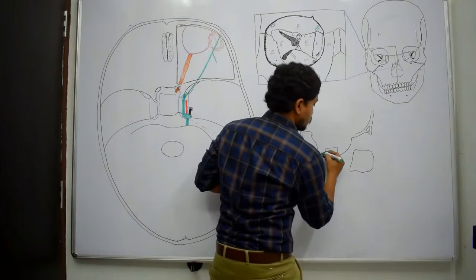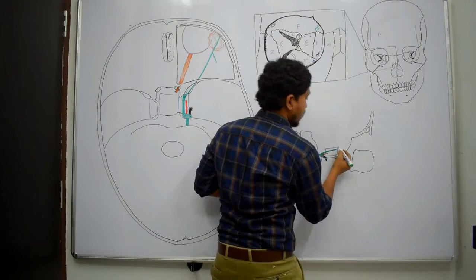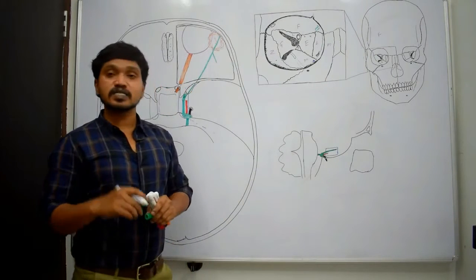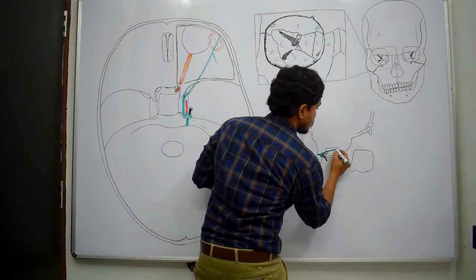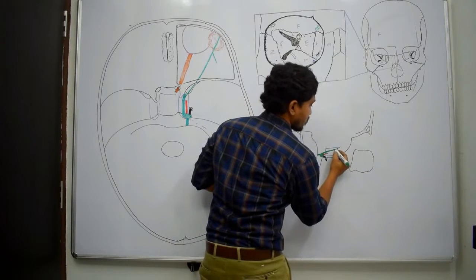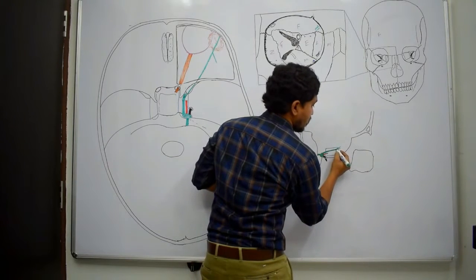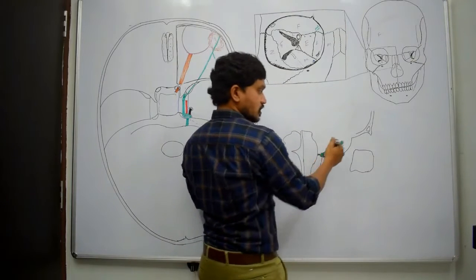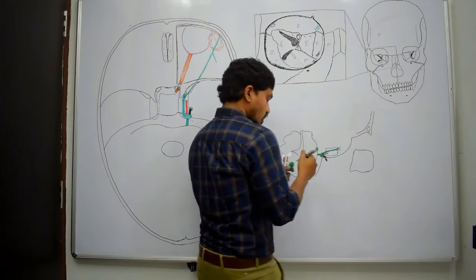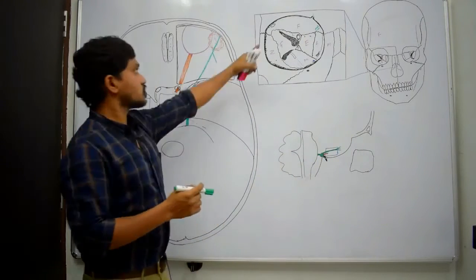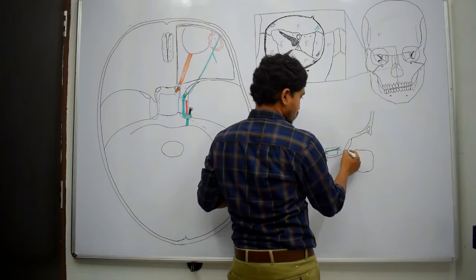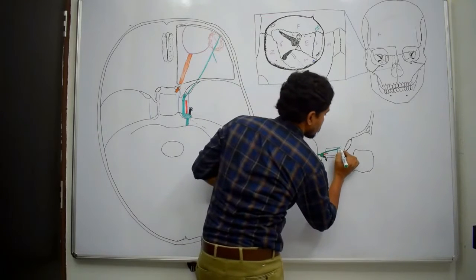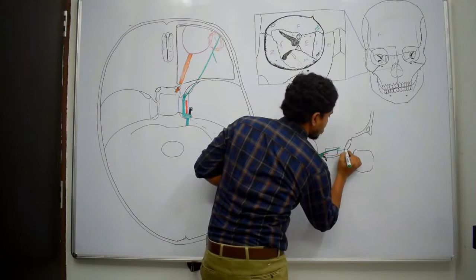So the ophthalmic division of the trigeminal nerve passes through the cavernous sinus. At the anterior part of the cavernous sinus, it is divided into three branches. What are those? Nasociliary, frontal, and lacrimal. These three nerves enter the orbit through which fissure? Superior orbital fissure. So imagine this is the superior orbital fissure. Now this is the lacrimal nerve.